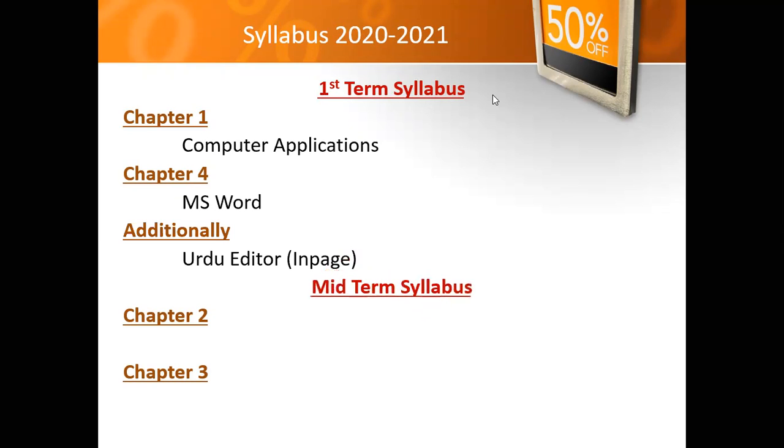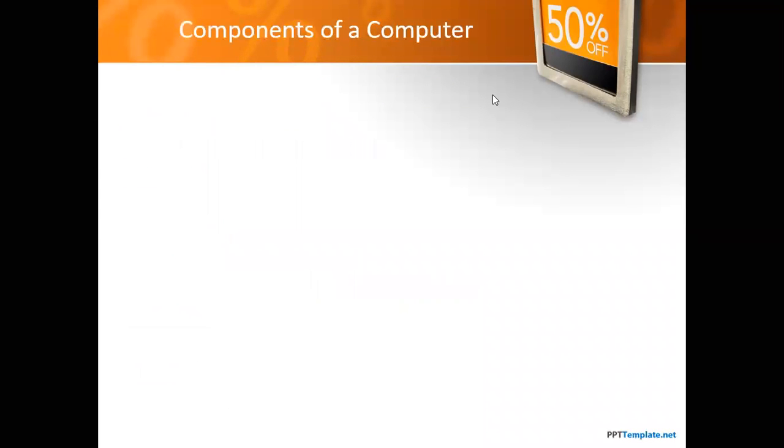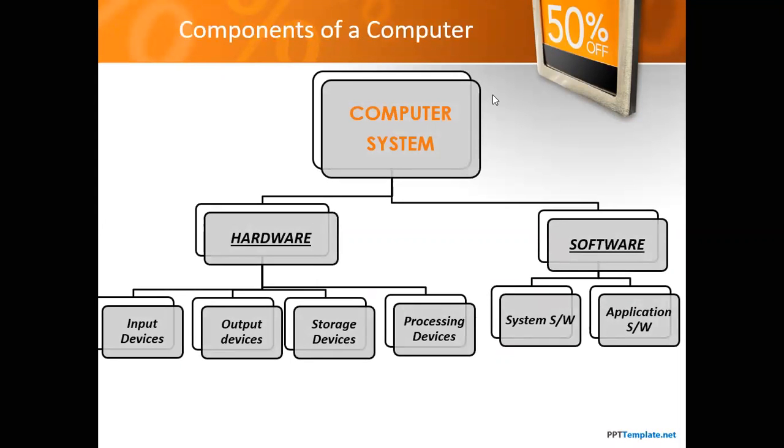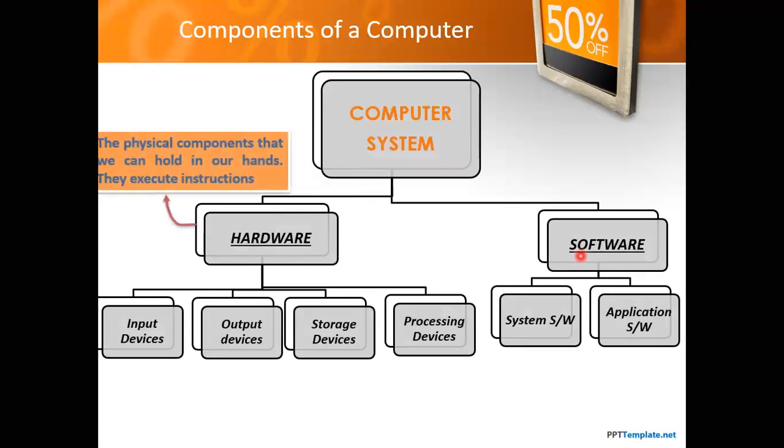In this term, we will do 2 chapters, chapter 2, computer hardware, and chapter 3, that is operating system. First, we will have a quick recap from your previous classes, some of the concepts you have learned in class 6 and 7. You already learned that a computer is composed of 2 components, computer hardware and computer software. What is computer hardware?